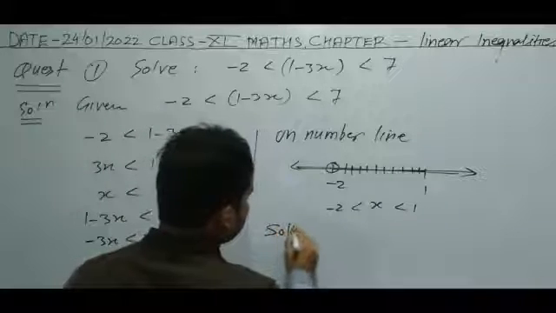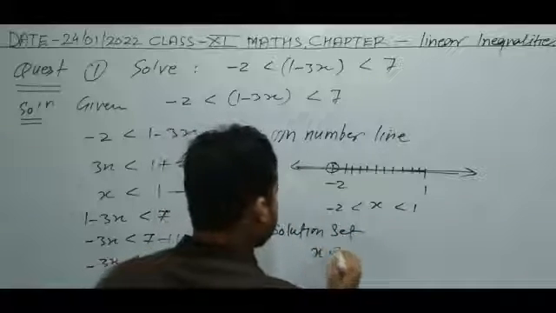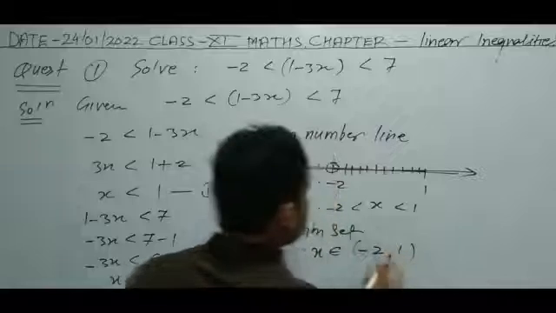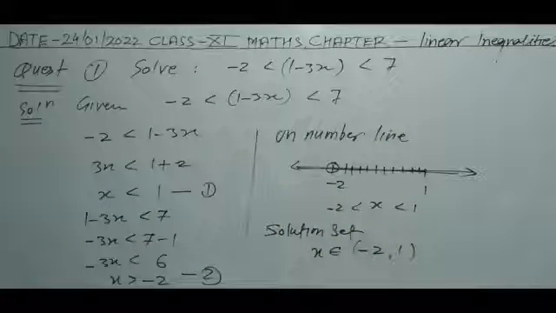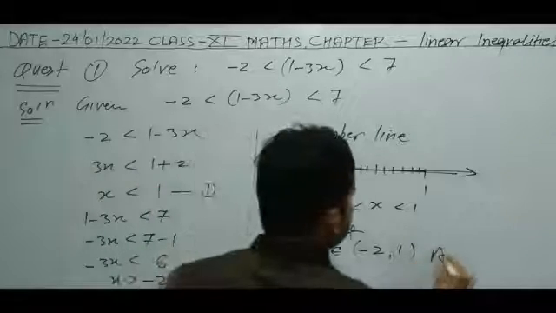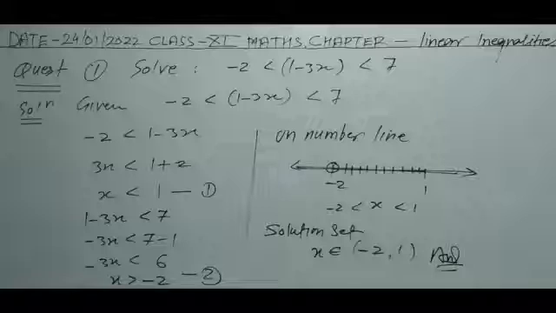And we can write the solution set: x belongs to minus 2 to 1. This is the solution set. Now question number 1 is completed. This is the answer. Now I will come to the next question.